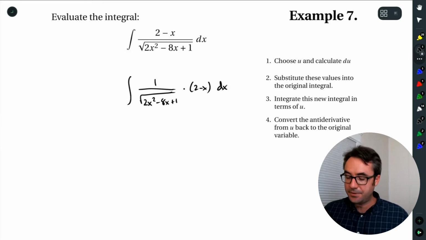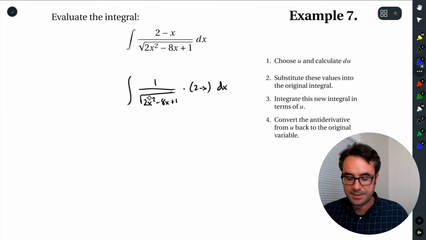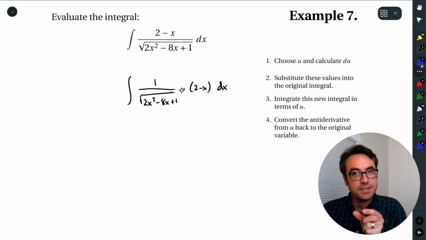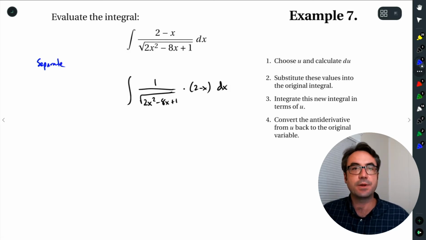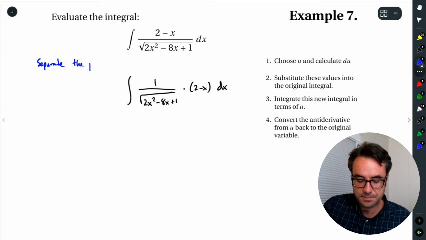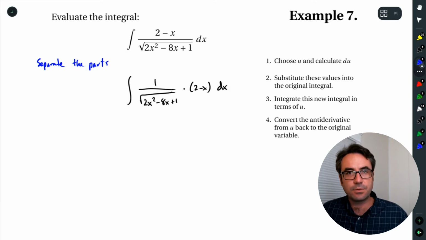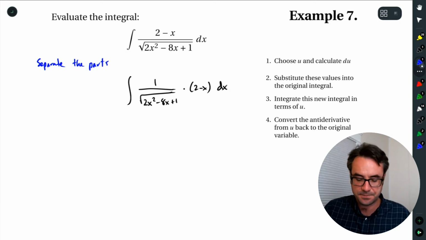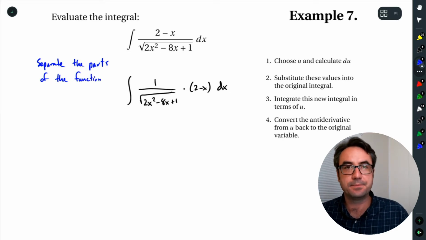So again, this is kind of a strategy. If you see a function and you're not quite sure where to go, separate it so you can distinctly see the different parts of your function. It's not always necessary, but it can be helpful. That's what we're doing in this step. We're just going through the thought process for how you might do these, if it's not immediately obvious. So once you get the hang of these, you'll probably be able to pick out u right away.